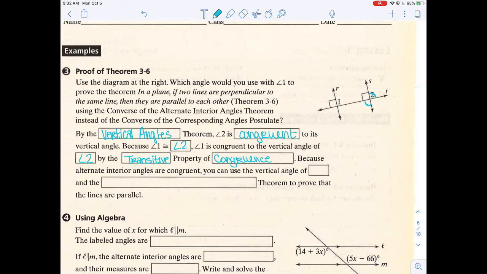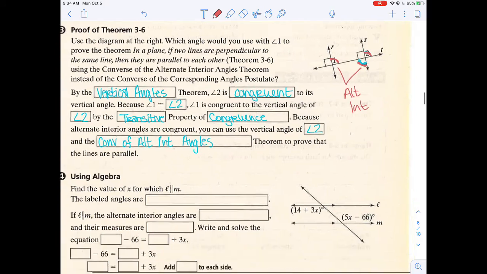Because alternate interior angles are congruent, you can use the vertical angles of angle 2 and the converse of the alternate interior angles theorem to prove that. So what this is saying is we know angle 2 is congruent to its vertical angle. We know angle 1 is congruent to angle 2, so angle 1 also has to be congruent to this angle. Angle 1 and this angle are alternate interior. Since those are congruent, then the lines are parallel.